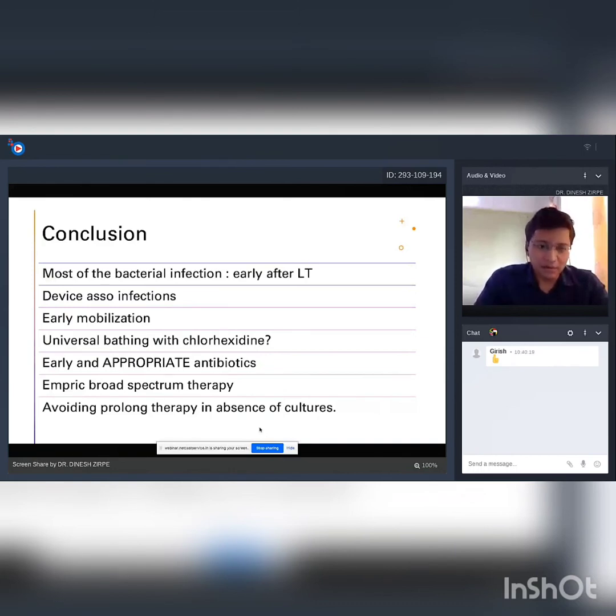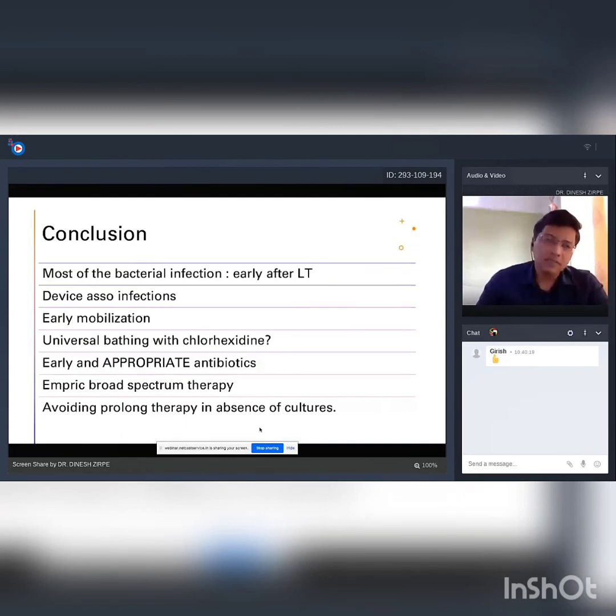For empirical broad-spectrum therapy itself, you have to be on the higher side. If the patient's score is high, like a MELD score of more than 32, the patient is having encephalopathy or other major issues, has a history of renal replacement therapy, or may require CRRT, then for empirical antibiotic therapy we prefer teicoplanin, polymyxin B, and meropenem.